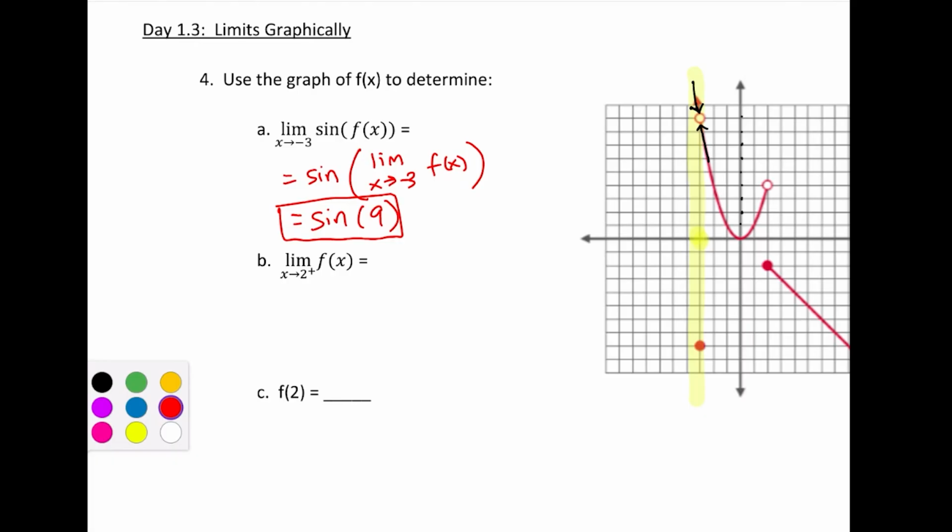Part B says, what's the limit as x approaches 2 with a little plus on here? And this little plus means from the right, from x equals positive infinity. So you can think about it as being from positive infinity or just like from the right.